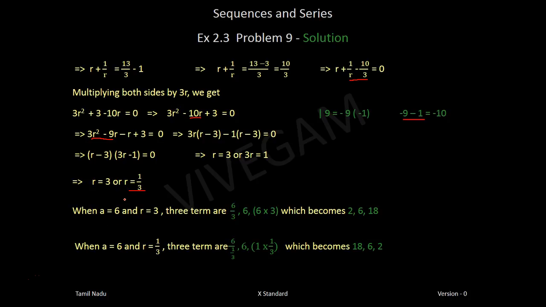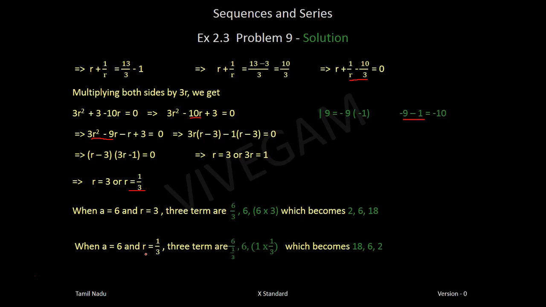Okay. The first case is a equal to 6 and r equal to 3. The second case is a equal to 6 and r equal to 1 by 3. So what will happen in this particular case, the three terms are a by r. A is 6 divided by r is 3. And then the second term is a. The third term is ar. So 6 into 3. So this becomes 2, 6, 18 are the three terms.